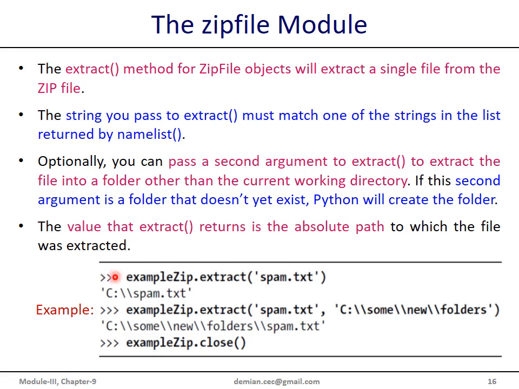Here is an example. We want to extract only spam.txt, and now this file is being extracted into the current working directory, and the absolute path of that file is being returned by this extract function. In this second example, we are specifying the folder also in order to extract spam.txt, and now this file is being extracted into the specific folder.